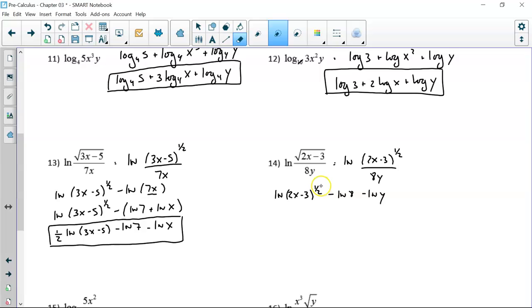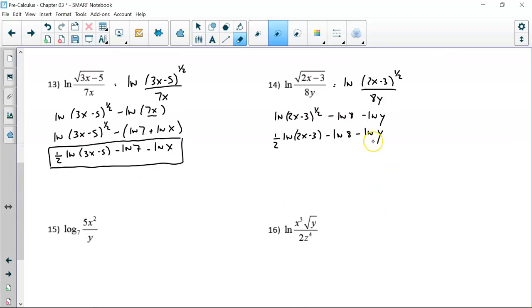So just to clean it up, power property, 1/2 natural log of 2x minus 3 minus the natural log of 8 minus the natural log of y. As you get more comfortable with these, you can kind of start saving a few steps. You can almost get into the habit of, for some of the shorter ones, to do it all in almost one step. Now we have to use our quotient property first again.